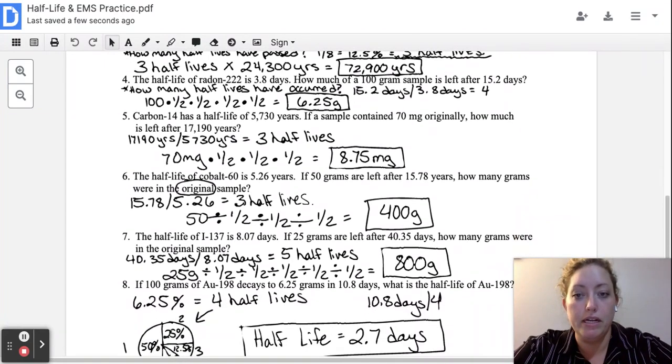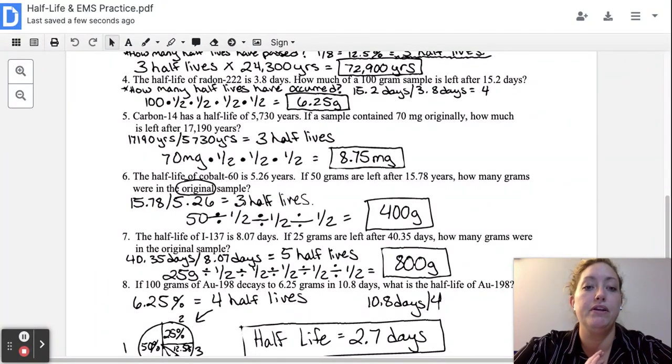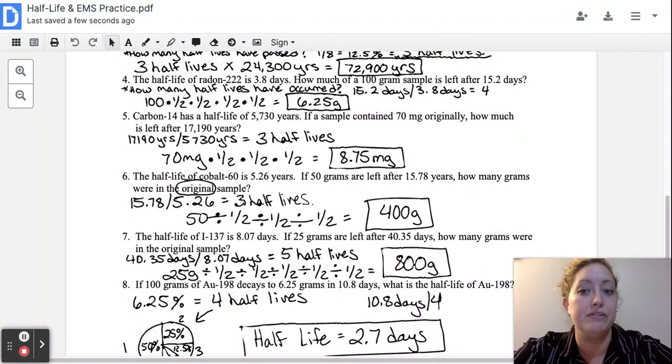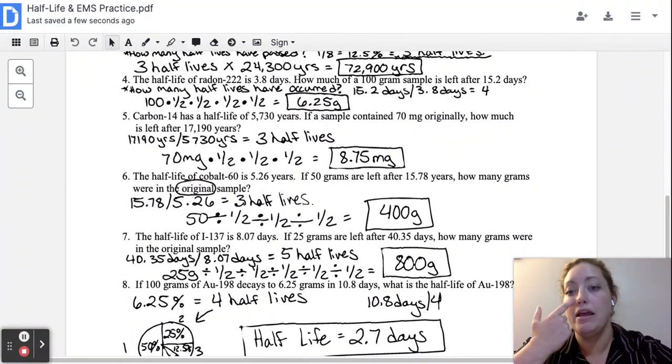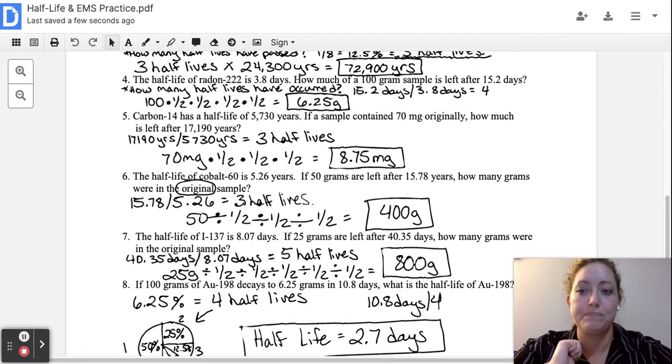Number 4, kind of the same idea. So you have the half-life of radon 222, it's 3.8 days. How much of a 100-gram sample is left after 15.2 days? So you have to figure out how many half-lives have actually passed in that time frame. So you know that 15.2 days has passed. 1 half-life is 3.8 days. So you're going to take 15.2 divided by 3.8. That's going to tell you that you have had 4 half-lives pass.